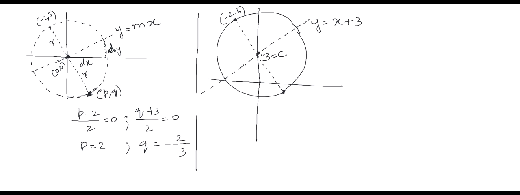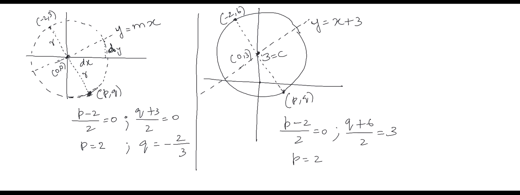Okay, so this midpoint is going to be 0, 3, and this is going to be our same P, Q in this case. Now we can calculate: P plus P minus 2 over 2 is going to be 0, and Q plus 6 over 2 is going to be our 3. Am I right? Okay, P is going to be 2 and Q is going to be 6 minus 6, which is going to be 0.